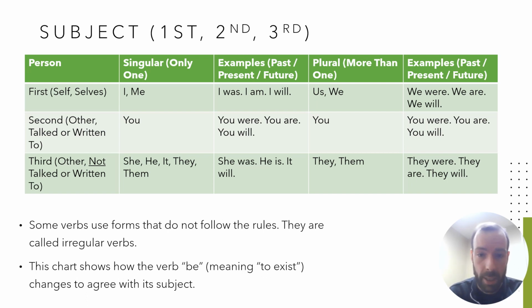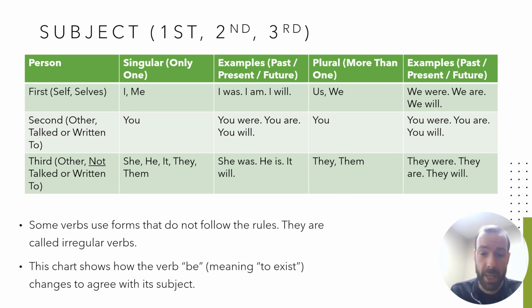Sometimes we talk in the second person, which means we're talking to someone else other than ourselves. We're writing to them or we're talking to them. And English does not have a difference between the singular or plural for the second person. In other words, when you're talking to someone else, it doesn't matter whether you're talking to just one person or a group. You always use the pronoun you.